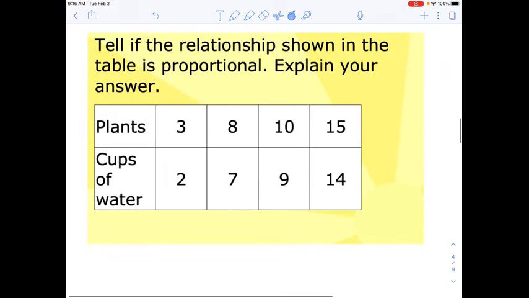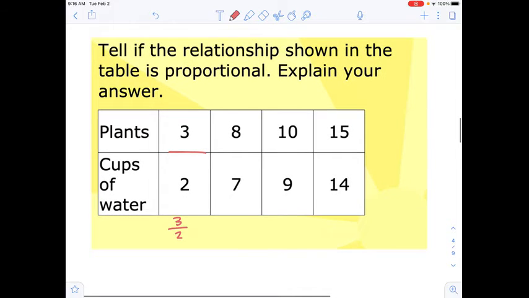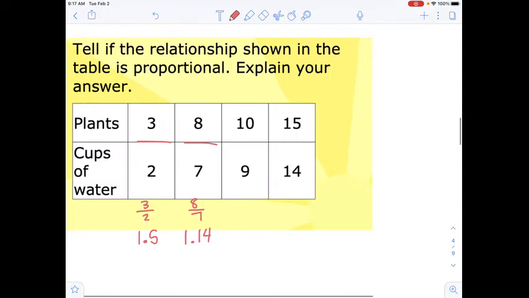The next question says to tell if the relationship shown in the table is proportional. Explain your answer. So here we're comparing plants and cups of water. We're figuring out if that relationship is proportional. So the easiest way to do this is to divide either bottom by top or top by bottom and keep it consistent. So I'm going to take 3 divided by 2. 3 divided by 2 is 1.5. Then I'm going to take 8 divided by 7. Top divided by bottom, and I get 1.14. Well, here we already have 2 different rates, so not working.